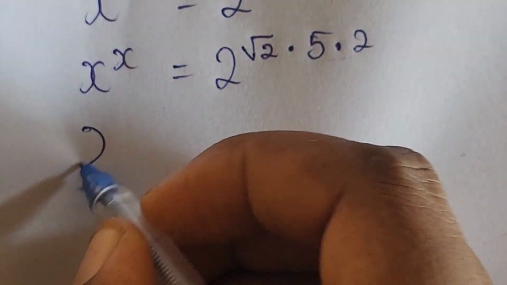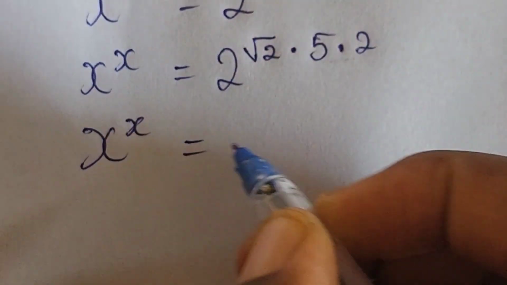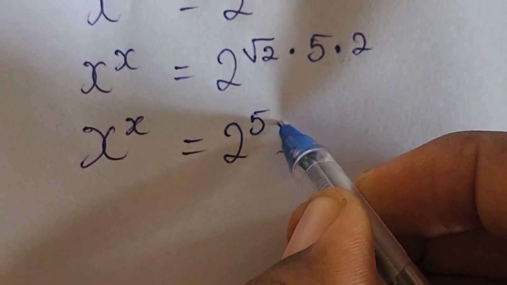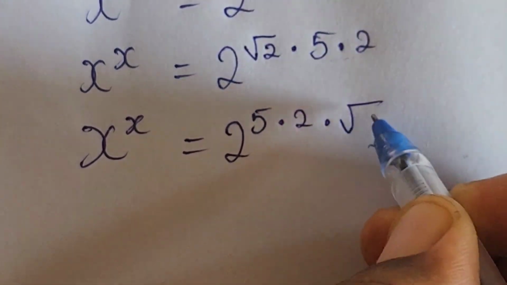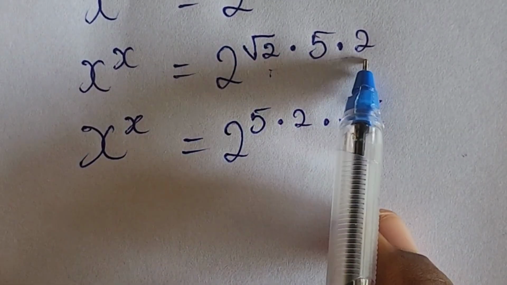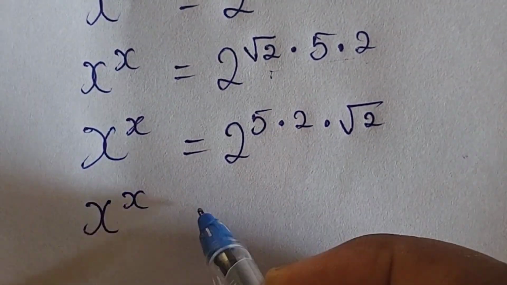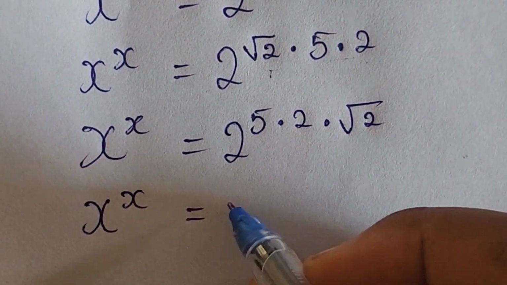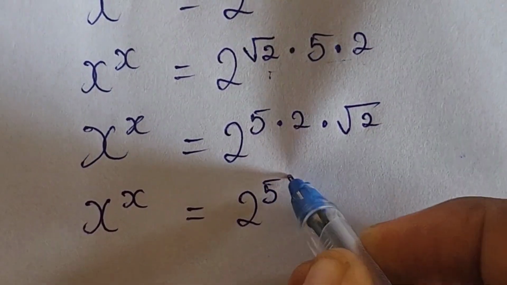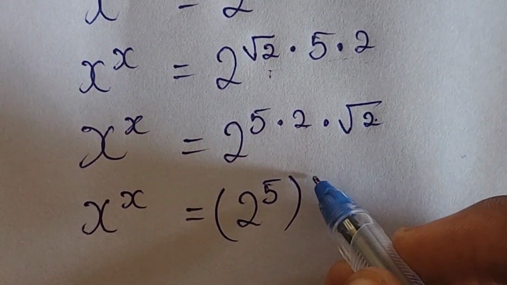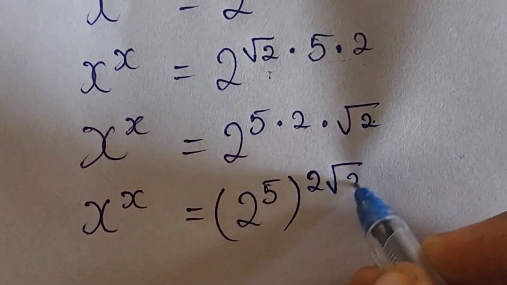So when we resolve this, we have x to the power of x to be equal to 2 to the power of 5 times 2 times root 2. So we just rearrange the powers here. So this gives us x to the power of x to be equal to 2 to the power of 5 further raised to the power of 2 times root 2. We have root 2 root 2.